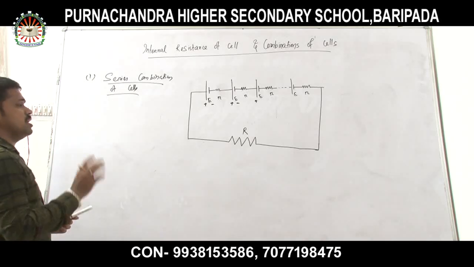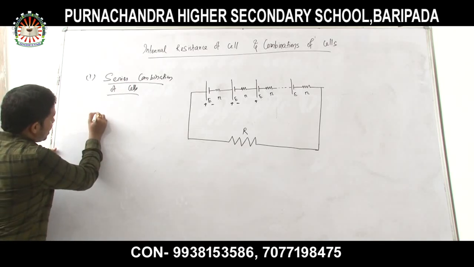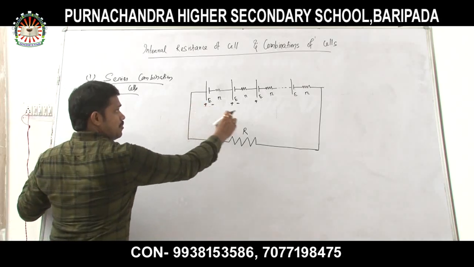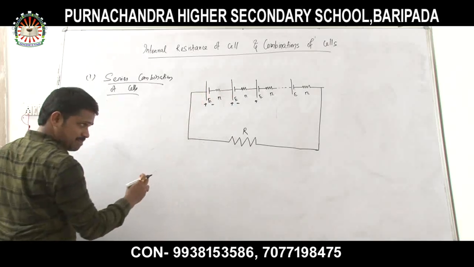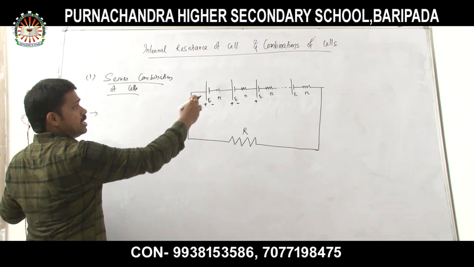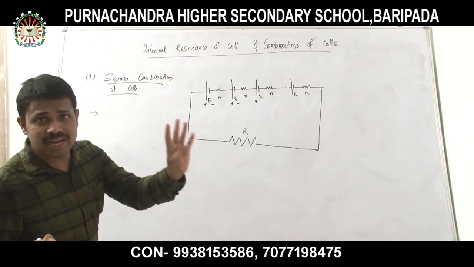So in this series combination, there are important points, 1, 2, 3, 4, that I have mentioned here. The first point, remember the first point: if I find out the net EMF or total EMF of the cells, then each individual EMF of the cells becomes added up. They will be added up.